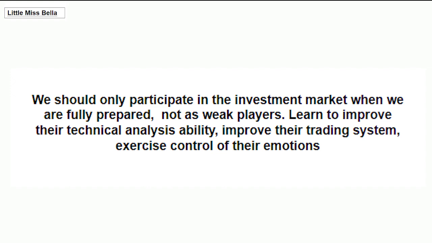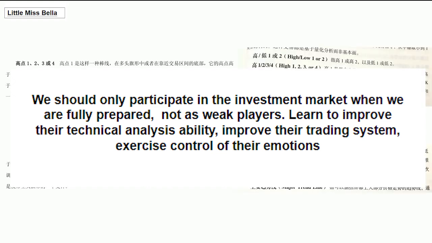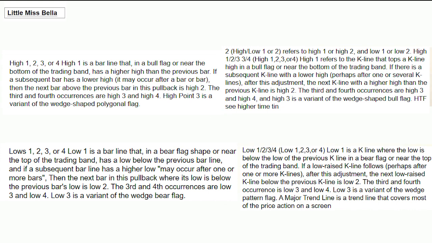Let's look at the definition of the number K line. What are the high points? 1, 2, 3, 4. What's low? 1, 2, 3, 4. In today's simple sharing, I only teach you how to count K lines, but not how to operate with K lines.